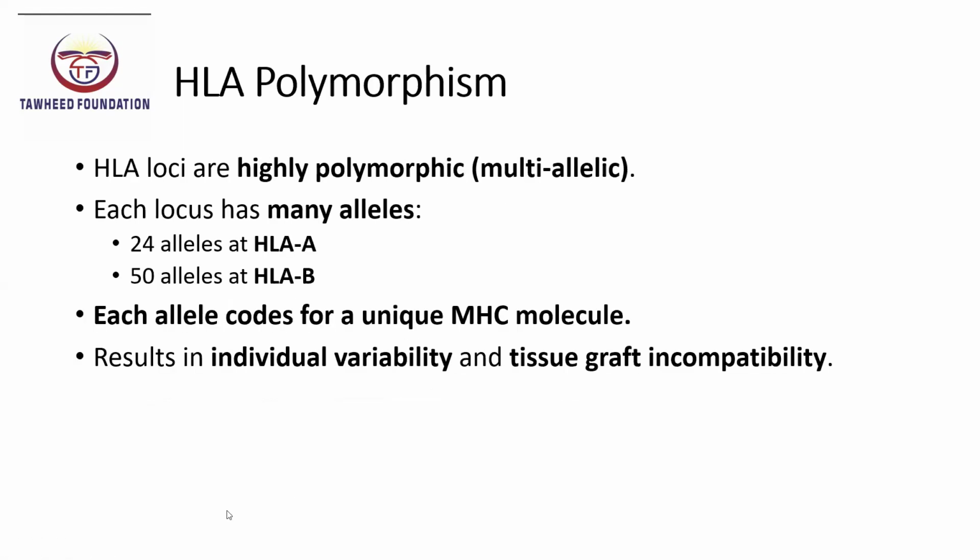HLA polymorphism. HLA loci are highly polymorphic with multiple alleles per locus. Around 24 alleles at HLA-A, 50 alleles at HLA-B. Each allele encodes a unique MHC molecule, contributing to individual variability in immune responses. This diversity enhances population-level pathogen recognition but also complicates organ transplantation due to potential graft rejection.